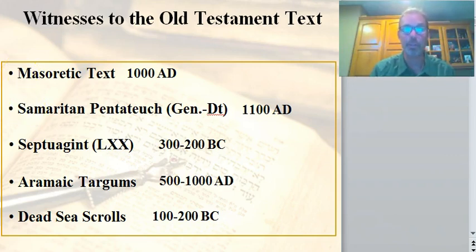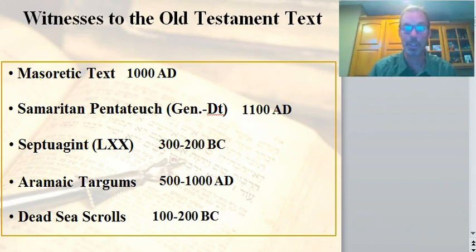But another witness is called the Samaritan Pentateuch. Now, it's a good witness because it's written in Hebrew. It's old. It dates to 1000 A.D. But the bad thing about the Samaritan Pentateuch is that it only has the Torah in it. It only is Genesis, Exodus, Leviticus, Numbers, and Deuteronomy. So it's not complete.